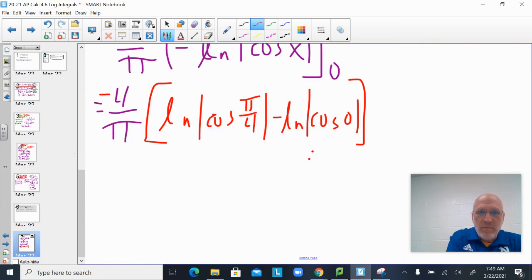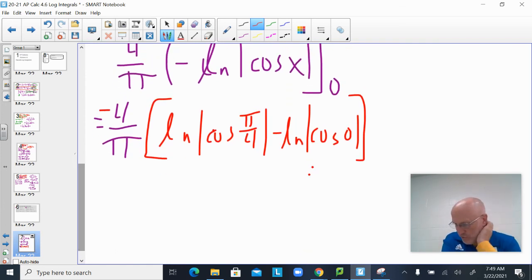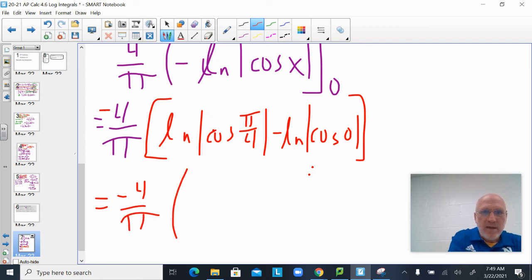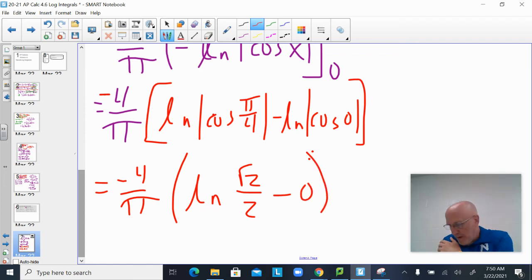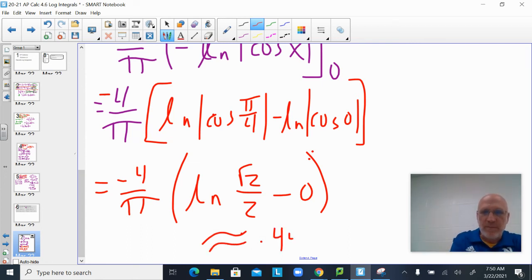Well, I think I know the cosine of pi over 4 is root 2 over 2. And the cosine of 0 is what? So this becomes negative 4 over pi times the natural log of root 2 over 2 minus the natural log of 1, which is 0, right? We say yes, it's just 0. So it's negative 4 over pi times the natural log of root 2 over 2, which you could decimalize if you had to. It does turn out to be approximately 0.441. Don't know that I need that or not, but okay.